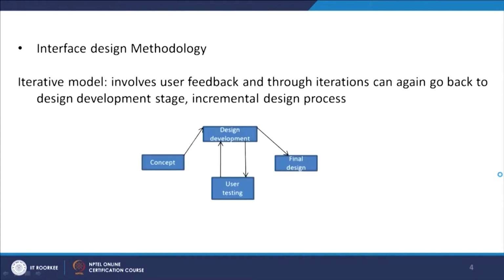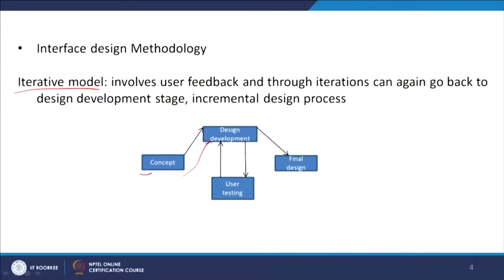When we look at the method, this is the iterative model of design which we have discussed earlier. From concept it goes to design development, and from design development it does not go directly to the final design. It comes back for user testing, and then the development happens again in different stages. When the users are satisfied and achieve the required user experience, then it goes to what is called the final design.